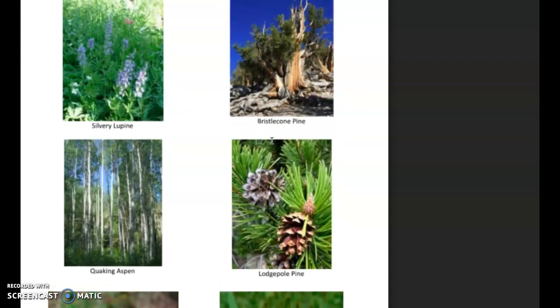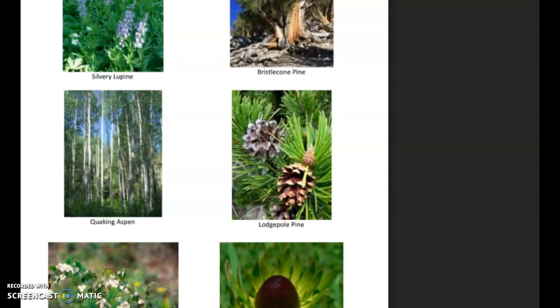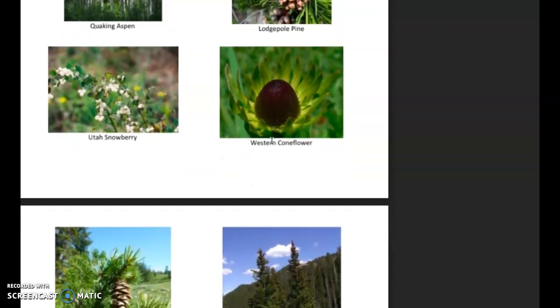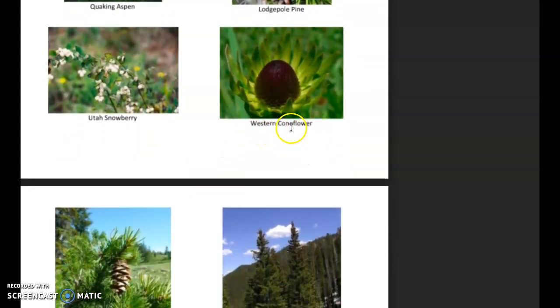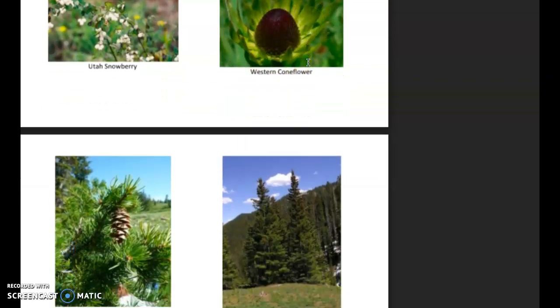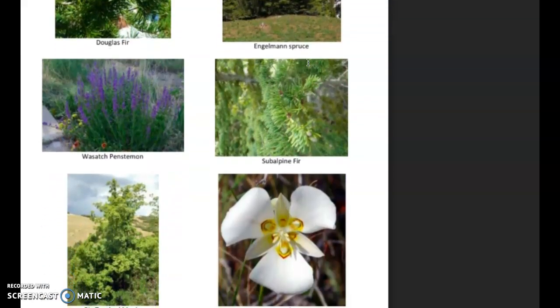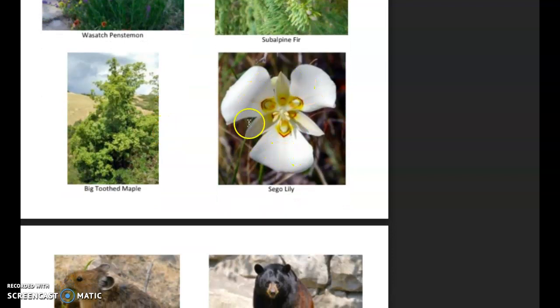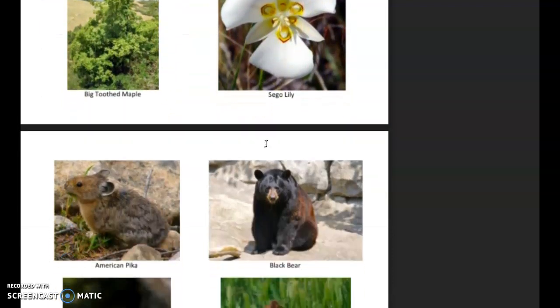And I'm gonna scroll through slowly and I'm gonna think, okay, what patterns do I see? Western coneflower. See, there's a center there, and they kind of look like petals. We can see the Wasatch Pentstemon, that looks like a flower. It looks like there's some stem and some petals on the top. Seagull lily, some petals. It's also our state flower.